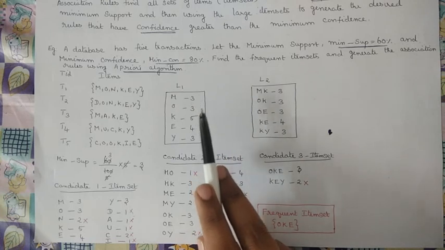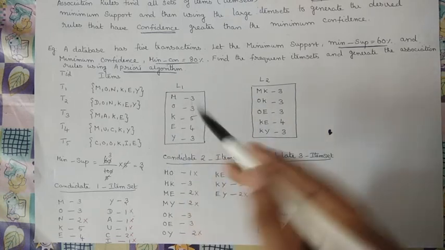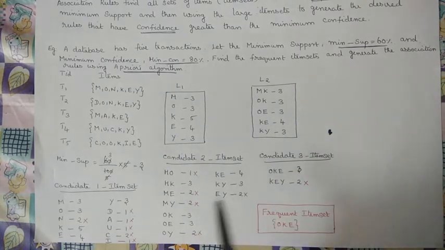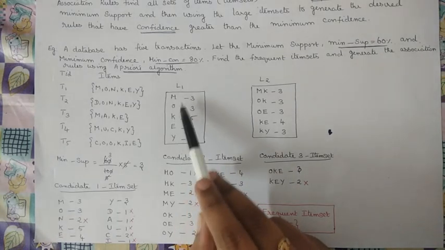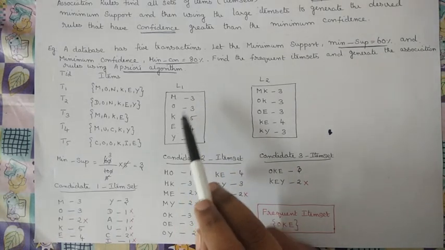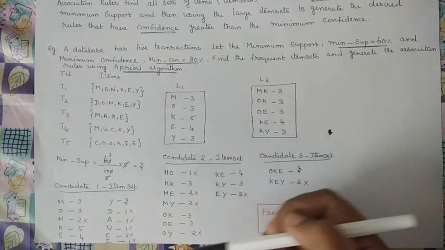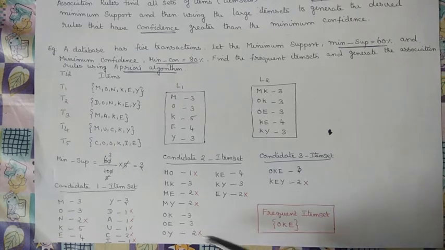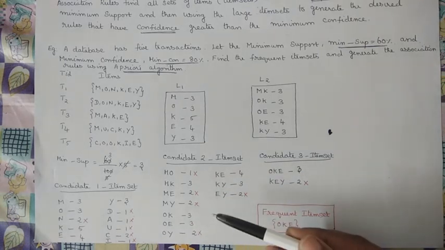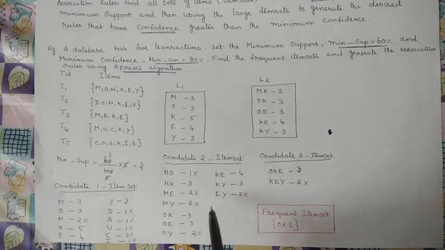Once this is done, I move on to my 2-item sets. I am going to take the combinations of two items: M with O, M with K, M with E, M with Y. Just like that, I find all the combinations of 2-item sets, and I find the support count of each one. Once again, I compare them with my minimum support.